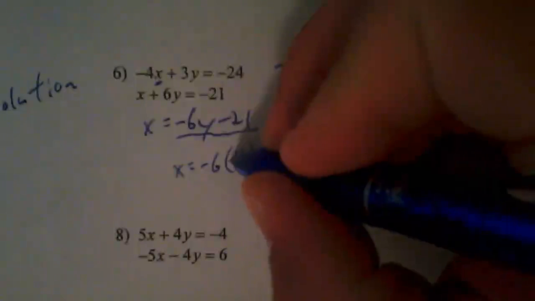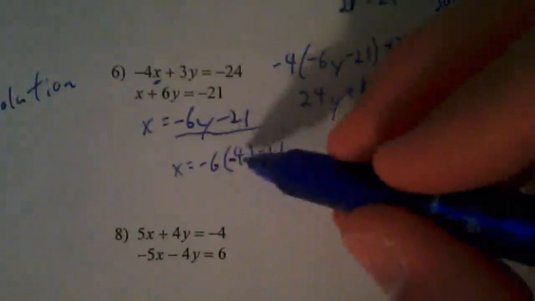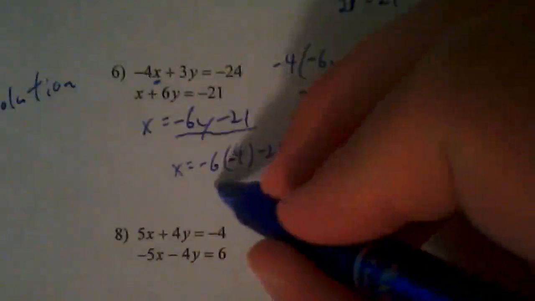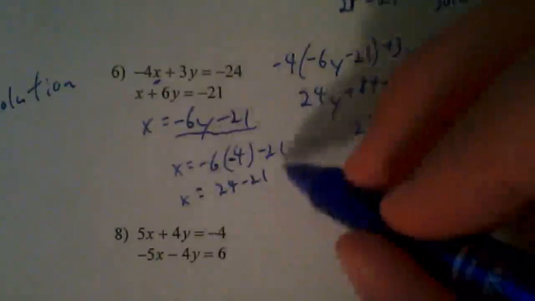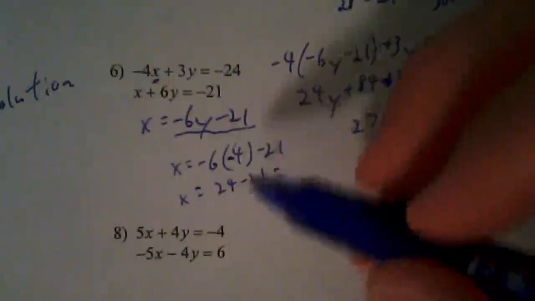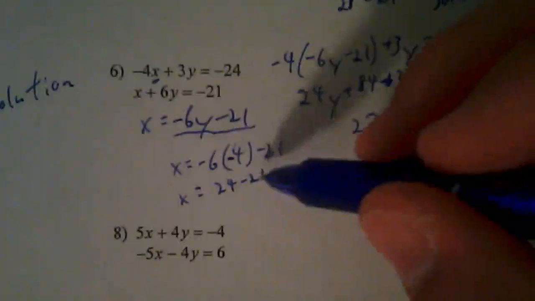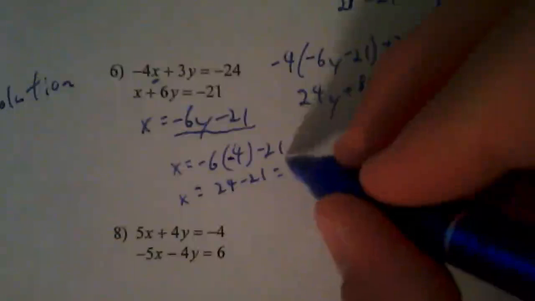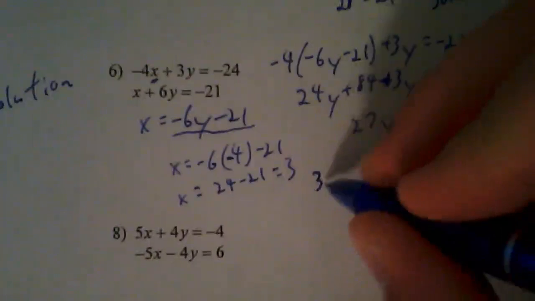So I plug this in as a negative 4. So now that's positive 24. Positive 24 minus 21. Now we're no longer going to get a fraction or a decimal or any other crazy numbers. So if we subtract them, 24 minus 21 is 3. So we have a point at 3, negative 4.